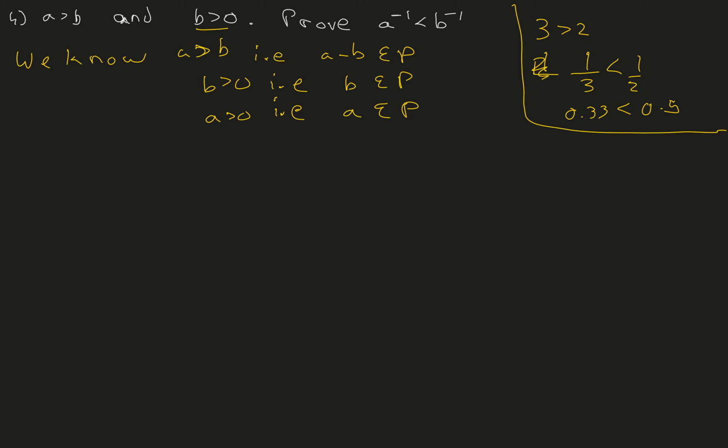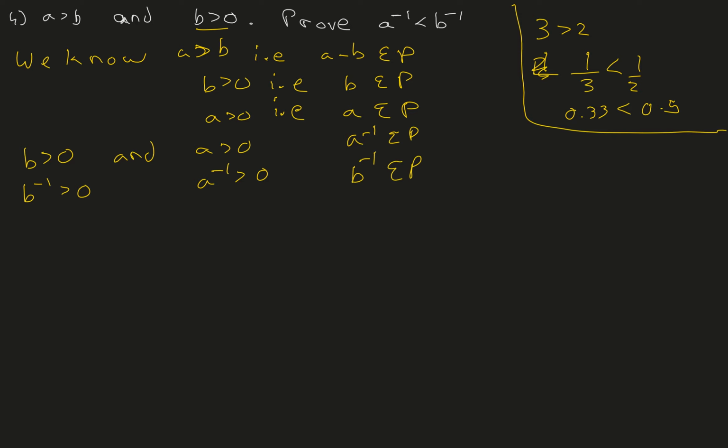So if B is greater than 0 and A is greater than 0, then in the previous part we proved that if A is greater than 0, A inverse will also be greater than 0, as will B inverse. So A inverse is also in P, and B inverse is also in P.